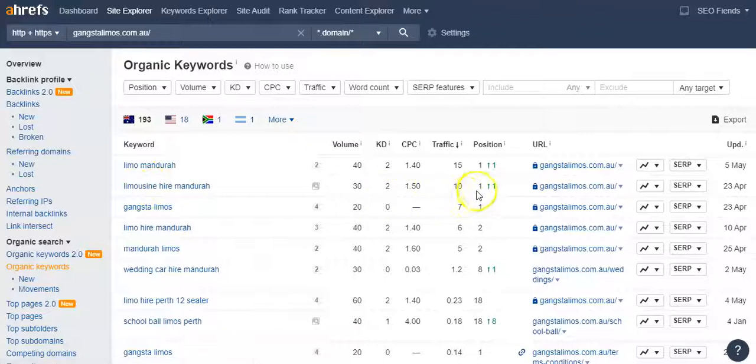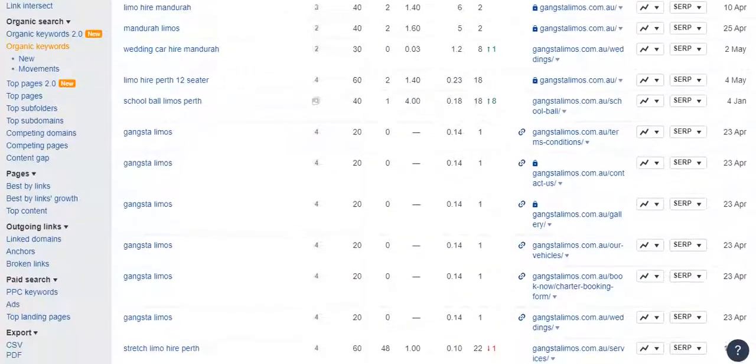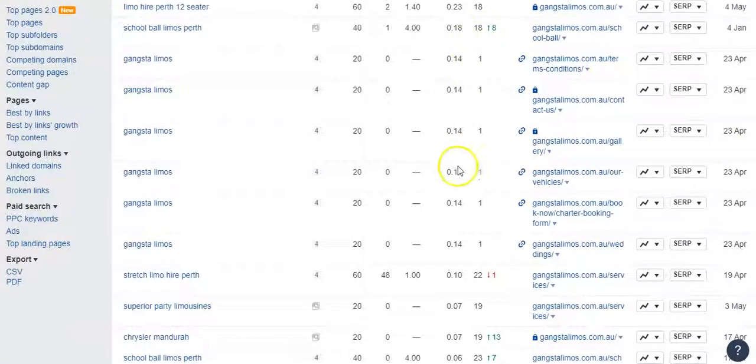Limousine Hire Mandurah, much the same. Okay, but you're only getting 20 searches. See how this is a 0? Gangsta Limo. So that's saying it's an easy word, and because it's not a popular word, but it is your business, so it's perfect. And you're number one for that as well. And then if you keep on going down, you can see that you have got one position, but that's all your name there, obviously.